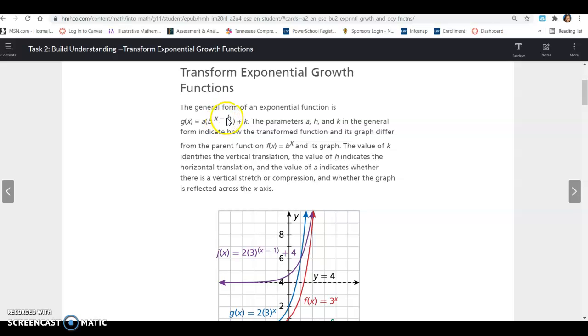move you opposite h. And then the value of a indicates whether there is a vertical stretch or compression, where the graph is reflected across the x-axis. So a, again, is stretch or compression. If it's negative, it reflects you across the x-axis.